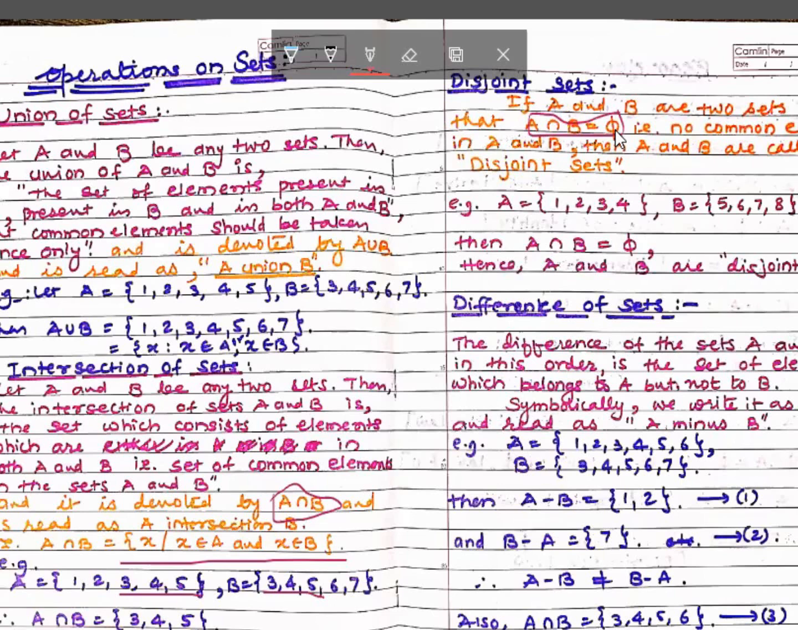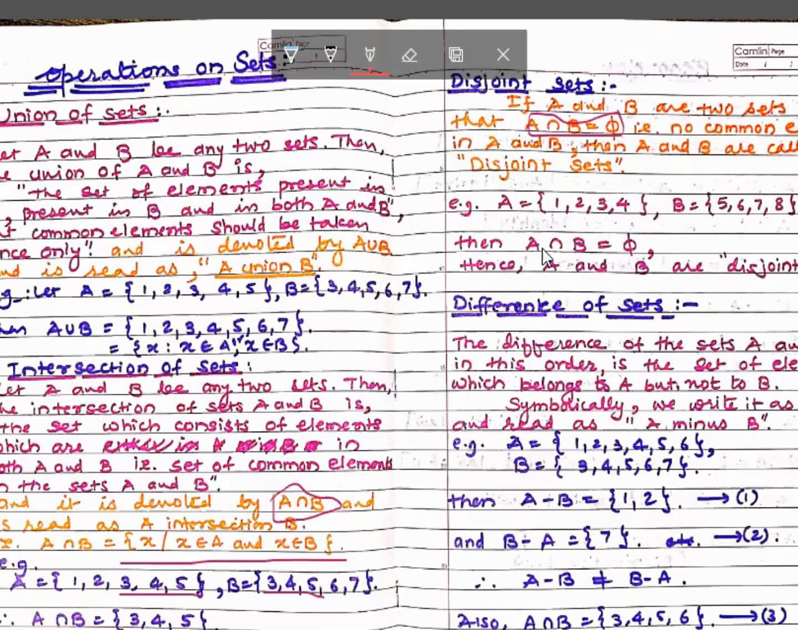So let's consider the example. So let's consider the sets given. A is the set containing the numbers 1, 2, 3, 4, the natural numbers. B contains the numbers 5, 6, 7, 8, again natural numbers. If we take their intersection, we need to check the common elements among these two. So what are the common elements? A contains 1, 2, 3, 4, B contains 5, 6, 7, 8. Is there anything common among them?